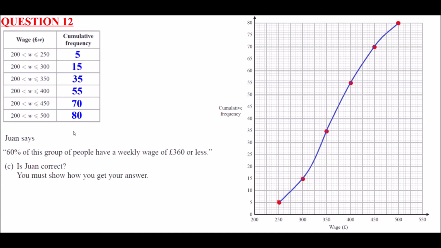So 1 says 60% of this group of people have a weekly wage of £360 or less. Is 1 correct? You must show how you get your answer. So there's a couple of different ways of doing this. I'm just going to show you one particular way. What I'm going to suggest is we have a look at how many people do earn up to £360. So I'm going to read off at 360 up here until we get to the line.